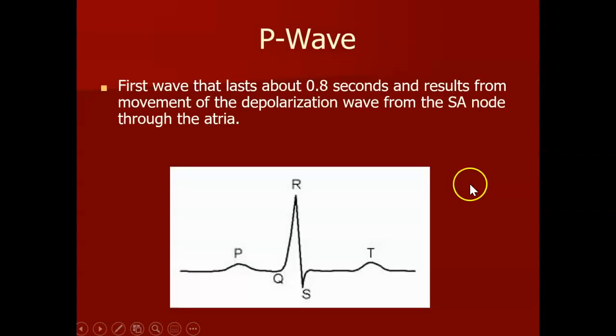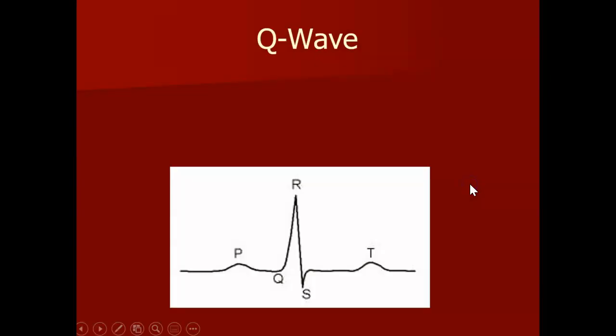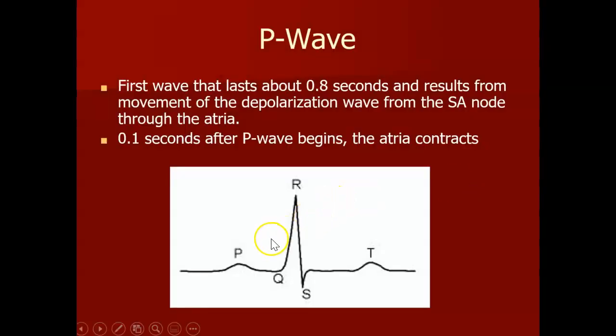So starting with the P wave, this first P wave lasts about 0.8 seconds, and it results from the movement of the depolarization wave from the SA node through the atrium. In layman's terms, this is depolarization of the atriums, okay? Now, the distance between the P wave and the Q wave represents how long it's taking the signal to get from the SA node to the AV node through those internodal pathways.